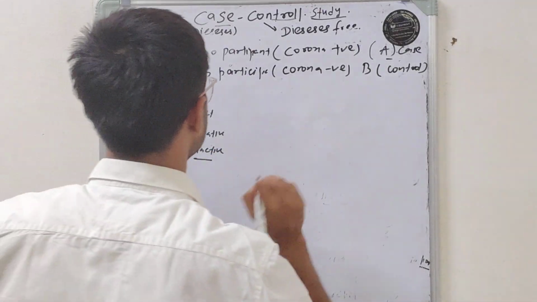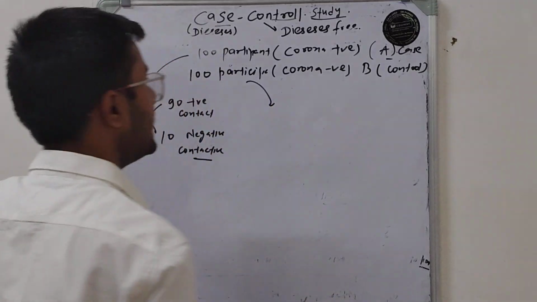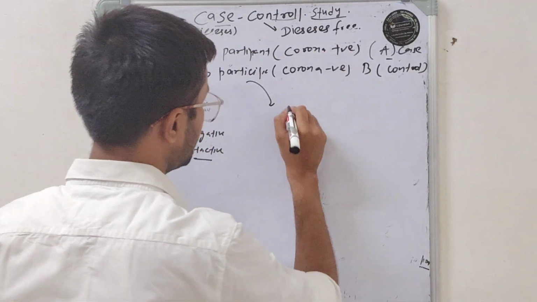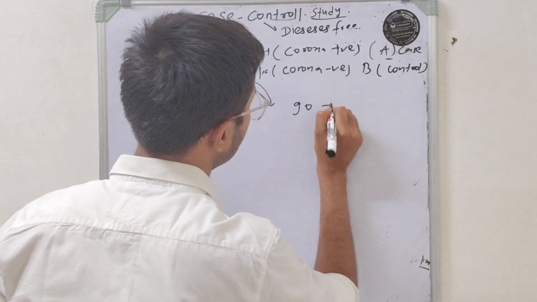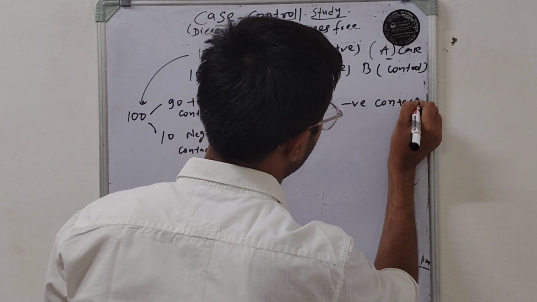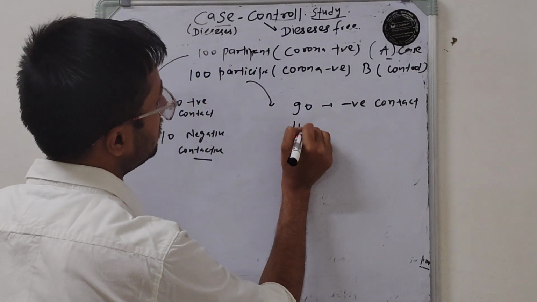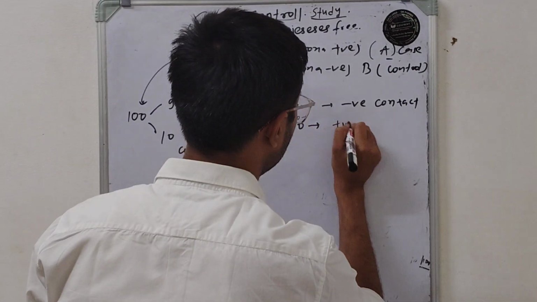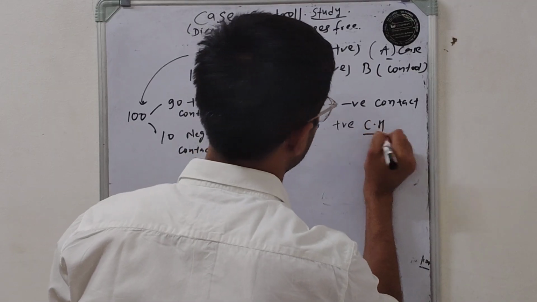While among the corona negative people, in 100 participants, 19 give negative contact history, that is, absence of any contact history. And 10 people say yes, they have a contact history. So 10 give positive contact history.